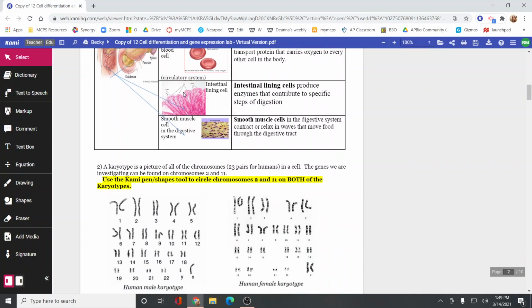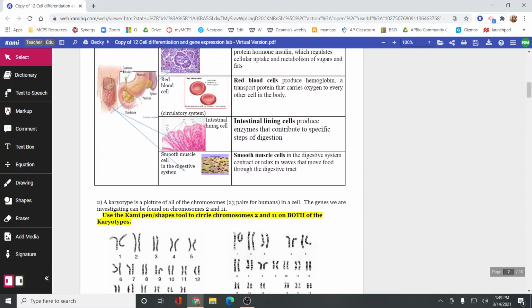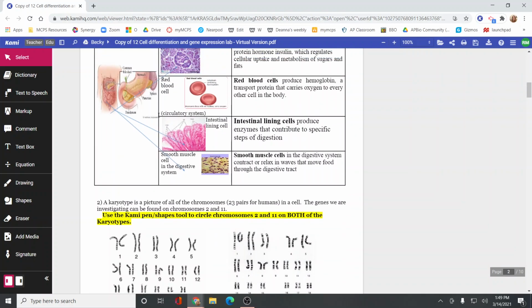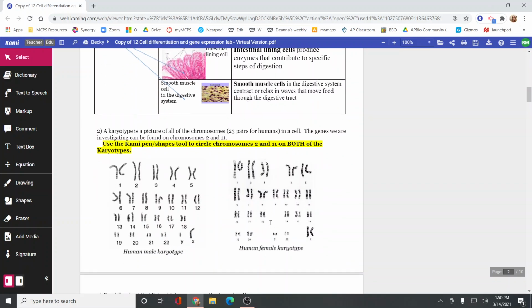The intestinal lining cells, so this is in your intestines, which is part of your digestive system. These are going to produce enzymes, which are proteins, that help to break down food. So they're going to help with the digestion of food. So that is their job. They're worried about digestion. And then the smooth muscle cells in your intestine. So again, in your intestine, you have muscle cells that are going to move the food along the digestive tract. So this is more about moving the food in the smooth muscle cells, where the intestinal lining cells are breaking down the food. So this picture here is called a karyotype.